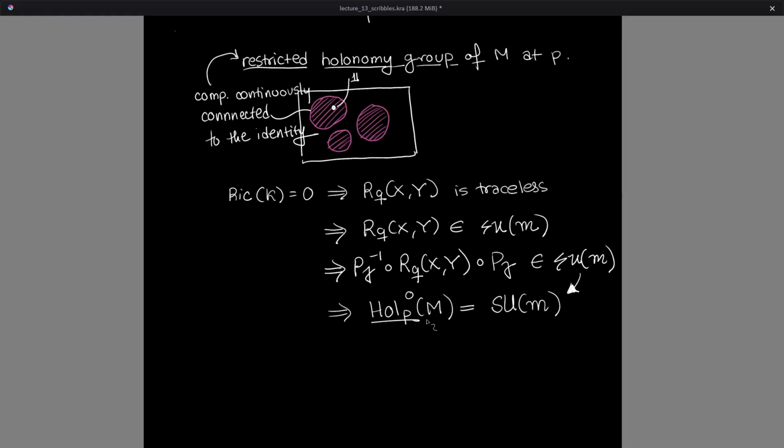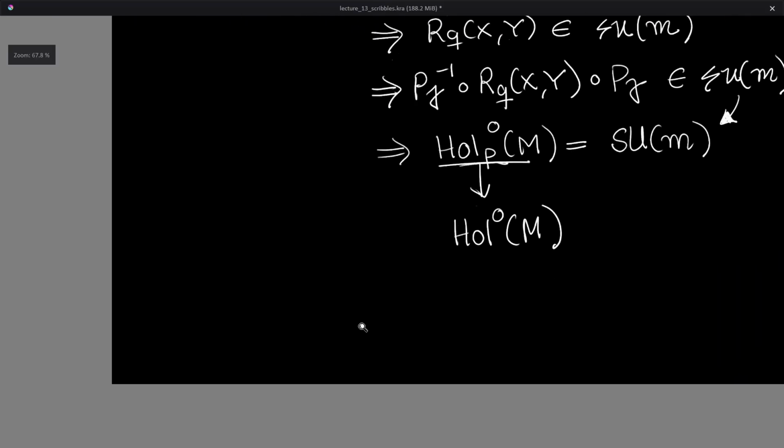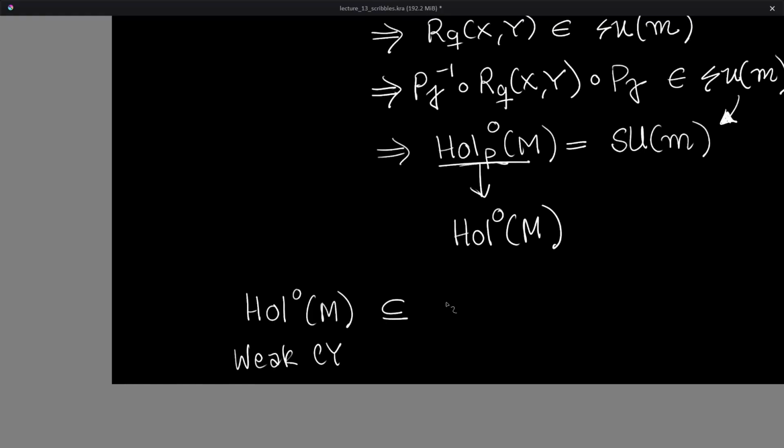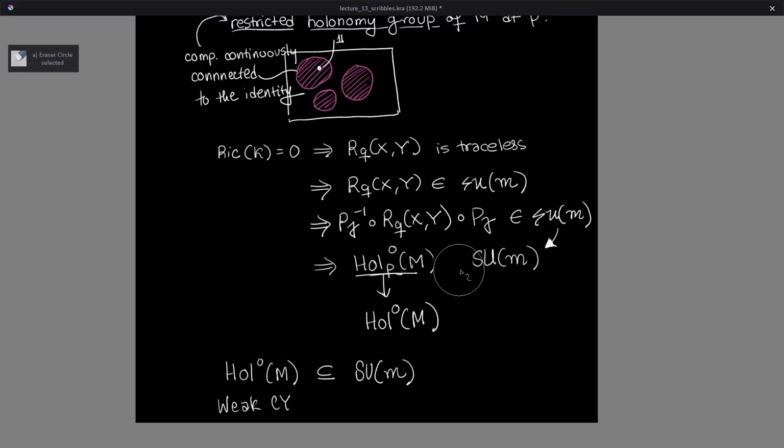And then you can modulo the base point, and then you get the holonomy group of the entire manifold. There are some subtleties there, but I'm trying to get over the main conceptual points in this argument. So from here, we know, as we said before, that Hol_0(M) of a weak Calabi-Yau manifold is a subset of SU(m). Right, so I shouldn't have written equal to over here. This should be subset of.